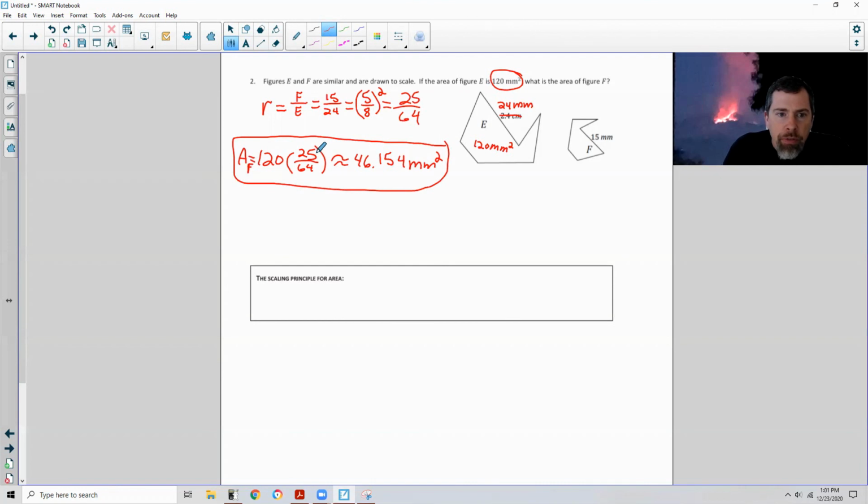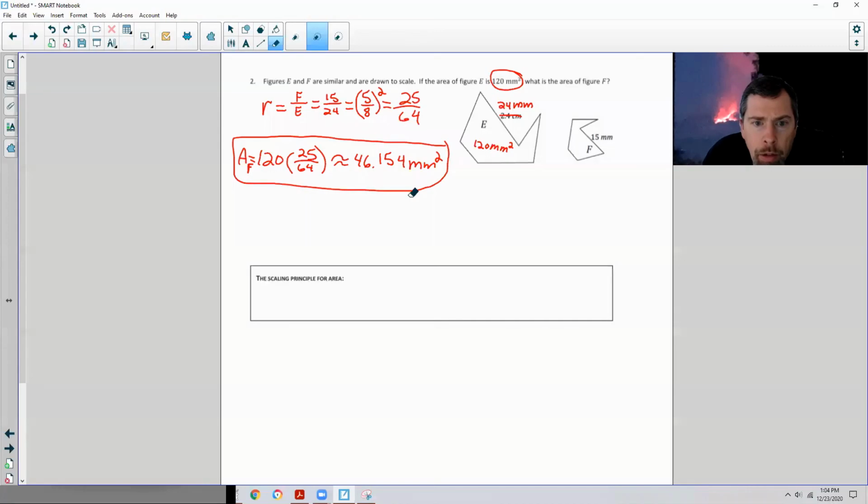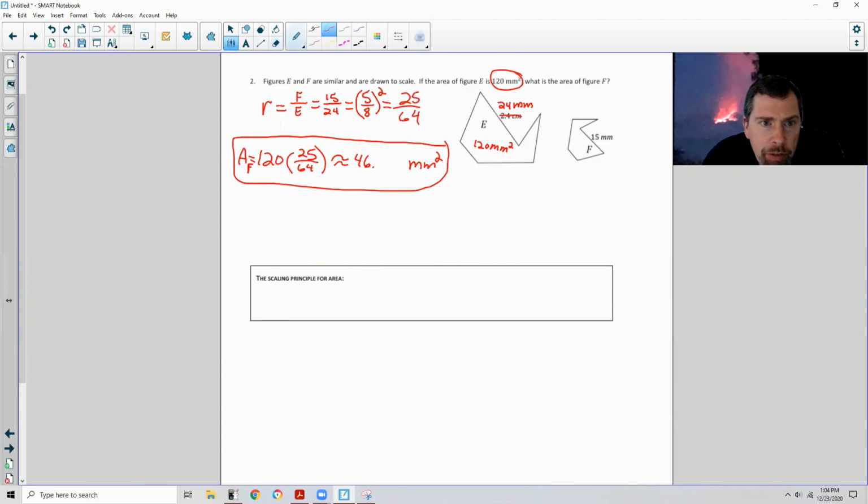120 times the scale factor squared. Okay, so all we need to know is corresponding sides, one side to one side. Okay, so I noticed something here. This is not right, because I know I punched something in wrong in my calculator. This should be 0.875. I noticed I punched in 25 over 65 in my calculator. I was off by 1/65th, so that was off by a little. So the answer should be 46.875 millimeters squared.